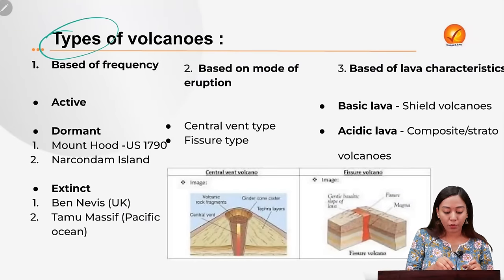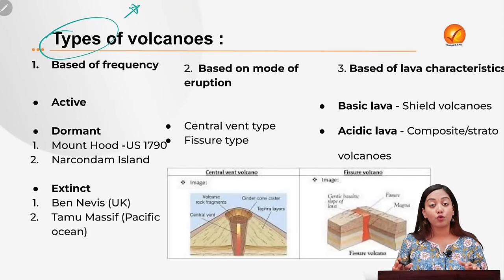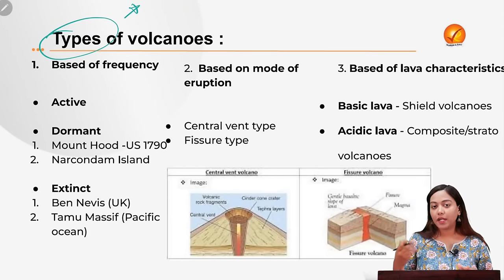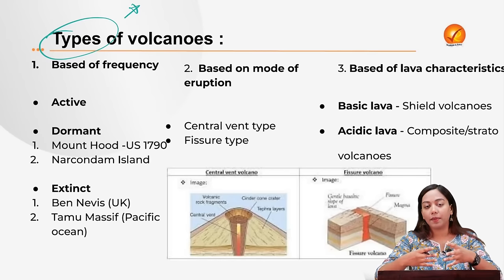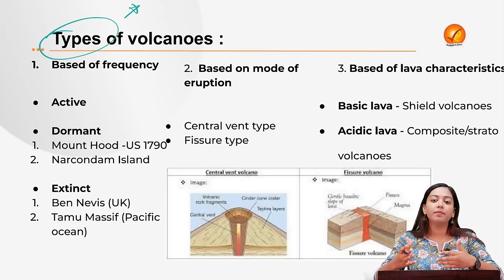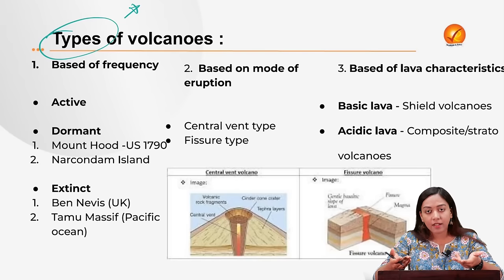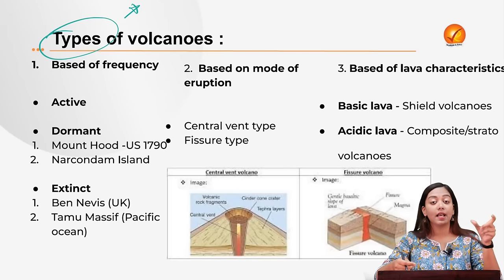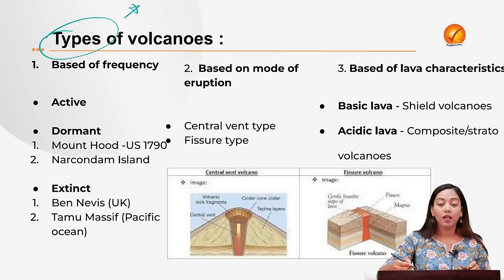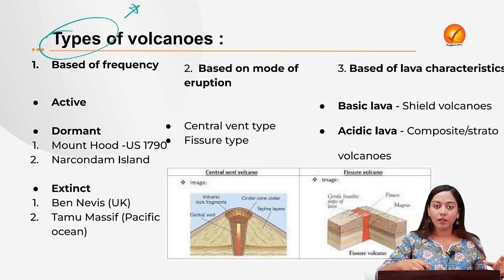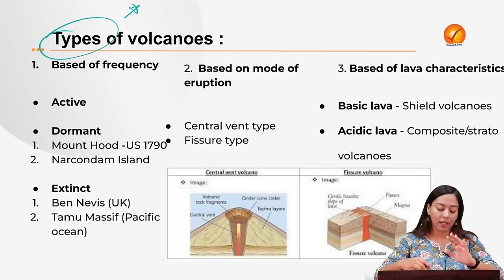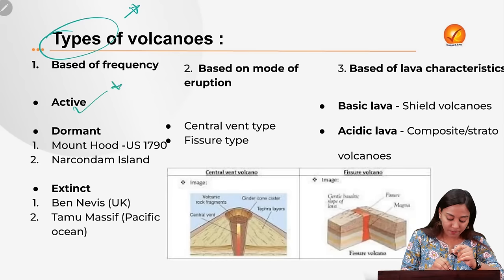Now, we will talk about broadly how many types of volcanoes we have. So, it depends on multiple classification factors. One is, how frequently is this volcano erupting? On the basis of this, it is classified as active, which means it is erupting every now and then. We are seeing it, and therefore, we have classified it as active volcanoes. For example, we have got Mount Vesuvius, Mount Ruang, Mount Merapi. There are multiple specifically in the circumpacific area. All of them are active volcanoes.